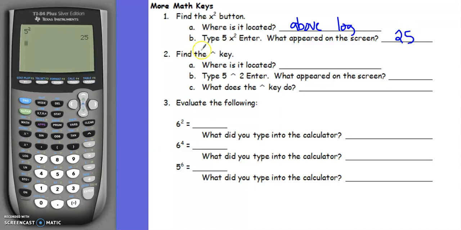Alright, now we're going to find the caret key. It looks like this little arrow pointing up. Where is it located? It's above the division sign. So we are going to type in 5 caret 2. What appeared on the screen? Oh, we got 25. So what does the caret key do? Well, that calculates it as an exponent. So it calculates the exponent.